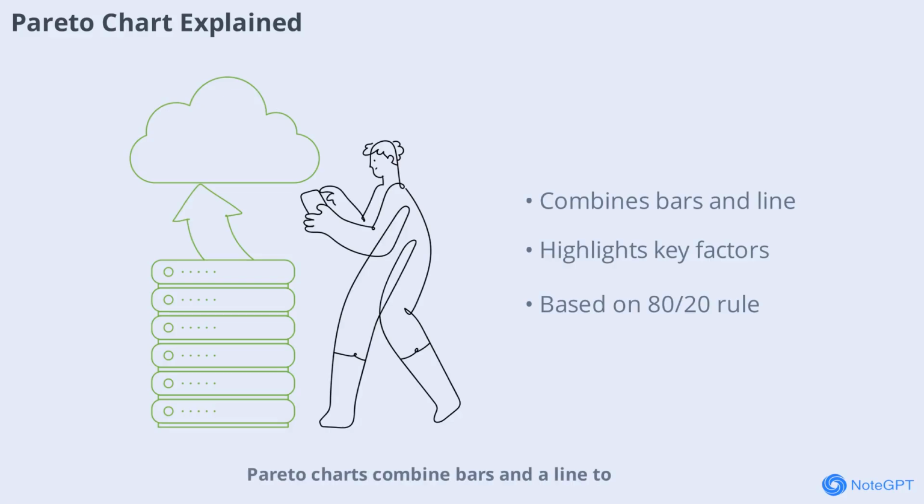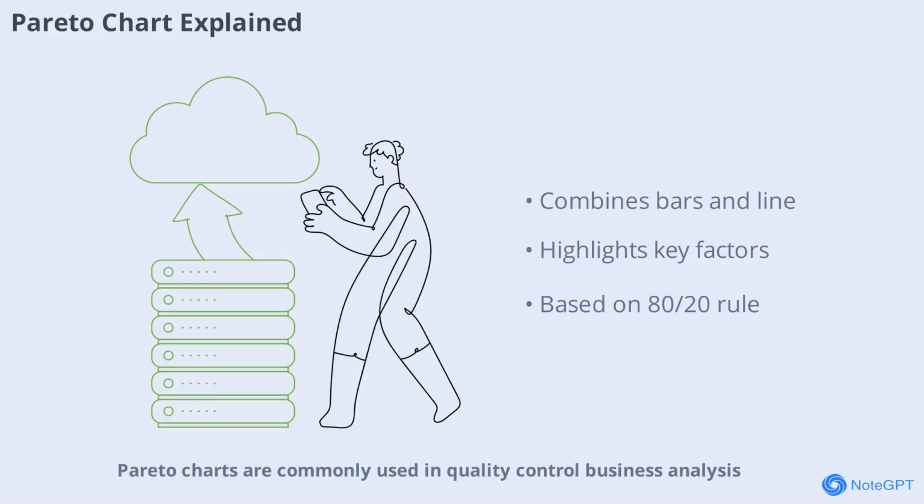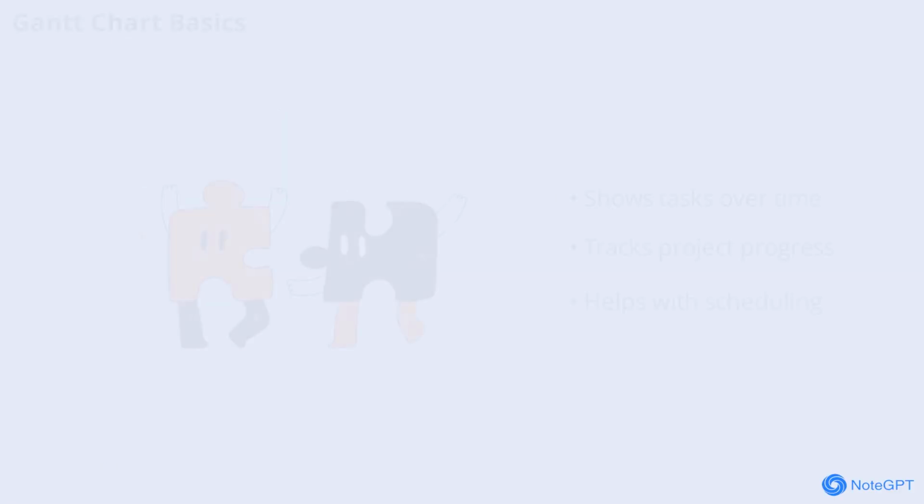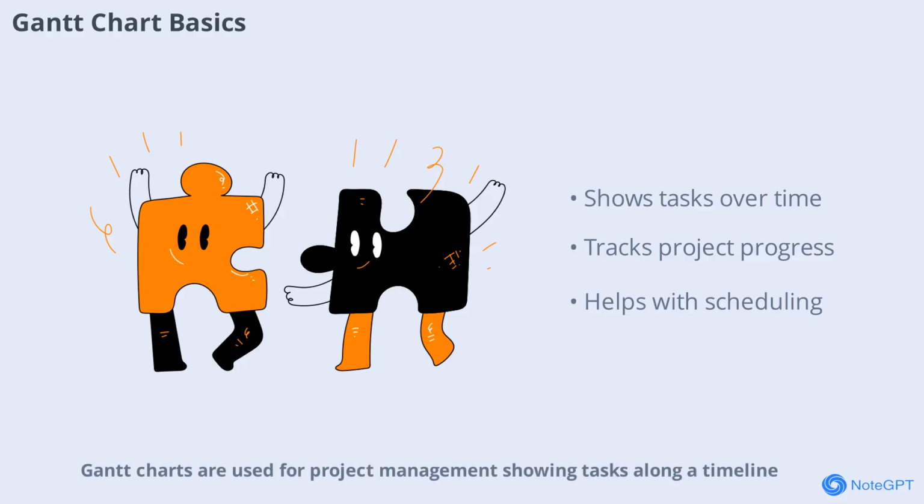Pareto charts combine bars and a line to highlight the most significant factors in your data. They're based on the 80-20 rule, showing which categories contribute the most to a total. Pareto charts are commonly used in quality control, business analysis, and process improvement to prioritize actions and focus on what matters most.